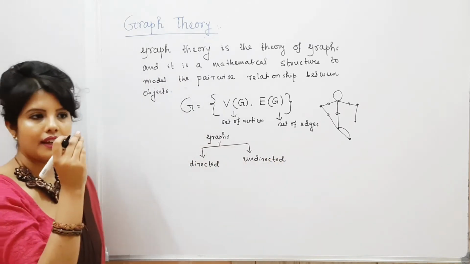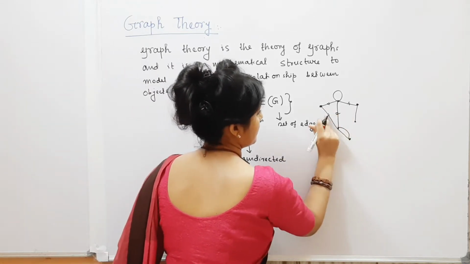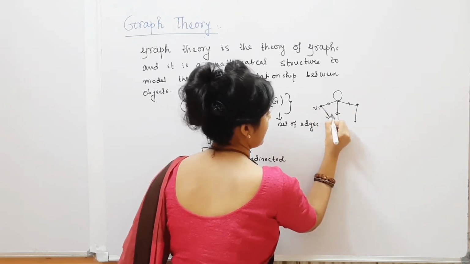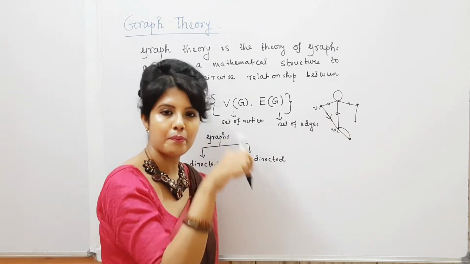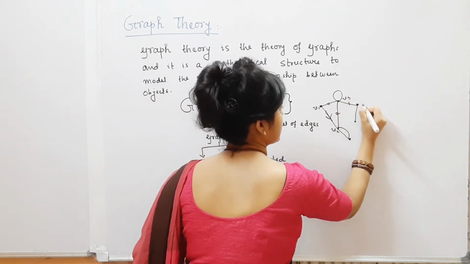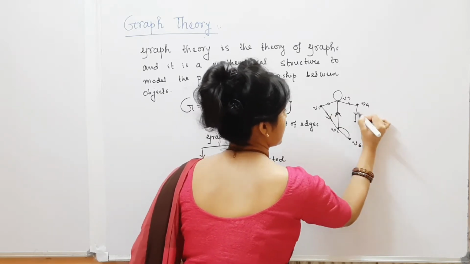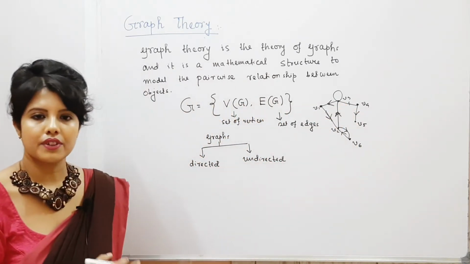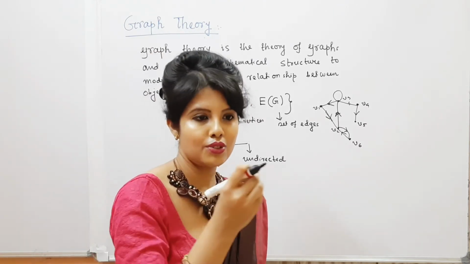Directed means there exists a direction from one vertex to another vertex. Suppose this is V1 and this is V2, and there exists a direction from V1 to V2. So that means this graph is directed. Suppose this is V3, V4, V5, V6, and there may be a direction between each of them. So this kind of graph is called a directed graph: there is a direction from one vertex to another vertex.